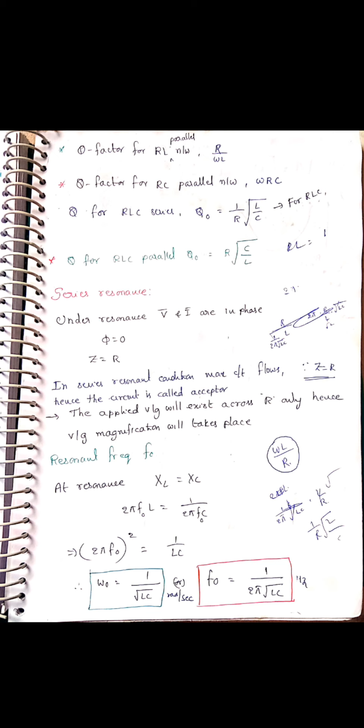Next, quality factor for a parallel RC network. I directly wrote omega RC. If you want a proof, I am going to explain here. So 2 pi into half C V maximum square divided by V RMS square by R into T.